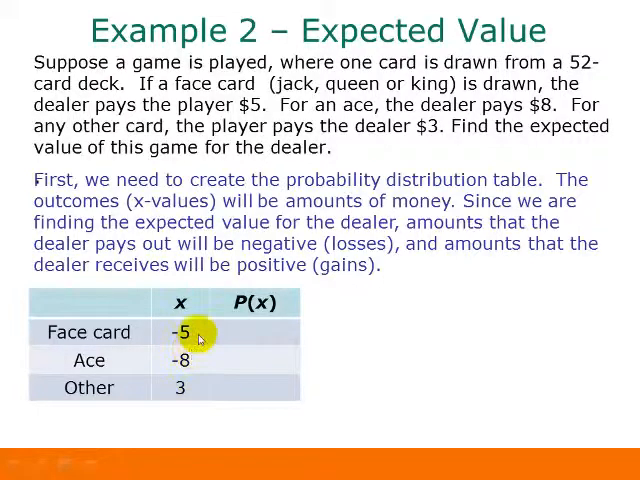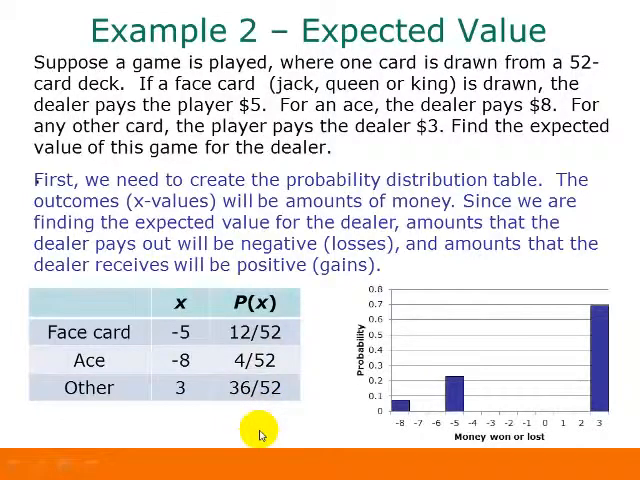And for the probabilities, for the face cards, because there are 4 jacks, 4 queens, and 4 kings, that's a total of 12 cards out of 52. So our probability would be 12 over 52 for a face card. Since there are 4 aces, the probability of that would be 4 over 52. And for the other cards, remember that the probabilities have to add up to 1. So we could figure out how many other cards in the deck, which is 36, or we could just add up these 2 probabilities and subtract it from 1 to get our last probability. That way these 3 we know have to add up to 1.